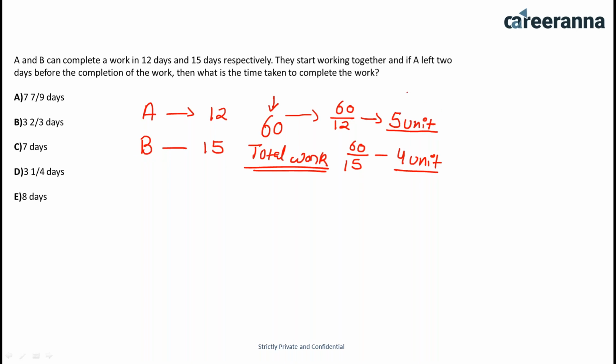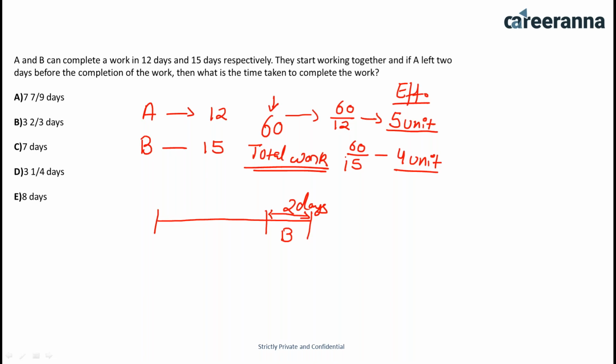This is what we call efficiency, because in this method we have to calculate the efficiency, and once you have calculated it, it will be easy to calculate the other part of this question. Now the question says they started working together. Suppose I'm making a timeline for you to understand this. If A left 2 days before the completion of the work, that means in the last 2 days only B is working.